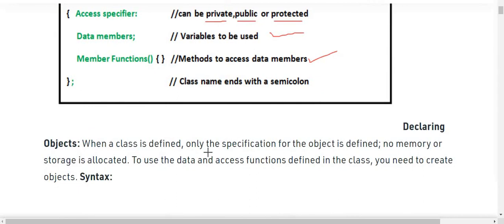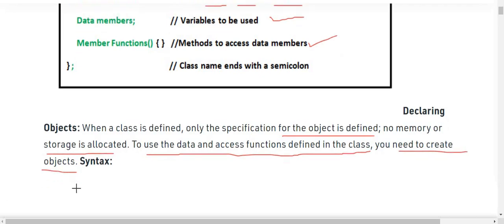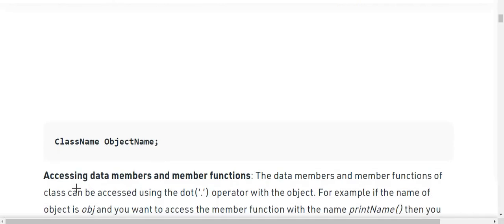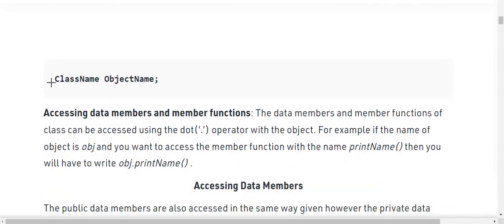Object. When a class is defined, only the specification for an object is defined. No memory or storage is allocated. To use the data and access the functions defined in the class, you need to create an object. Now the syntax for an object will be the class name, let's suppose our class name is car, and then the object name can be anything. Let's say we define that as C1.